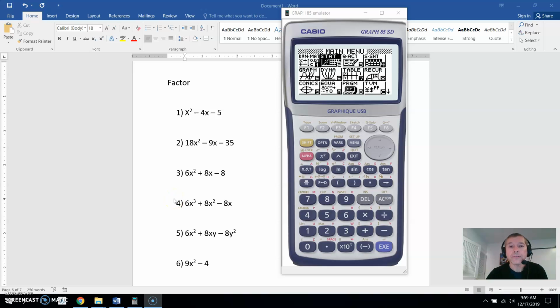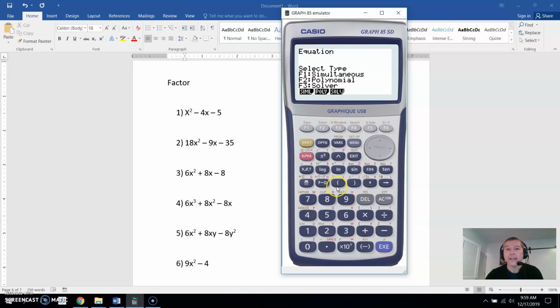Okay, I'm going to show you how to factor on the free Casio calculator. To do this, we go down to the equation menu. Go down to the equation menu, hit execute, and we're going to use the polynomial area, F2. So either hit F2 or click on the word poly.